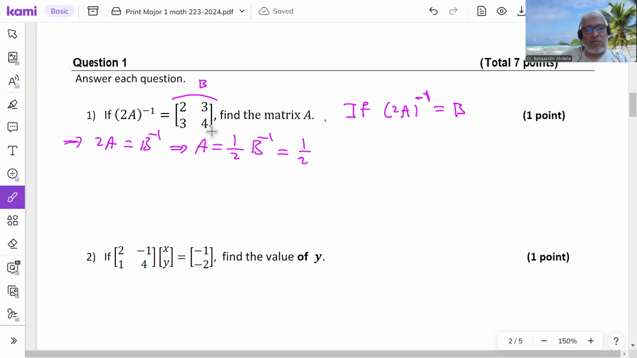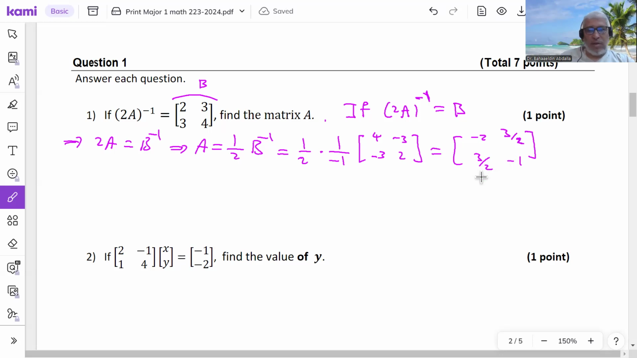We multiply 2 times 4, 8, minus 3 times 3, 8 minus 9 is -1. This is the determinant. And 2, 4, we change their positions. 3, 3, we change their signs. So just multiply 4 over -2. That's -2, -3 over -2, and -3 over -2, and 2 over -2. So that's the answer.